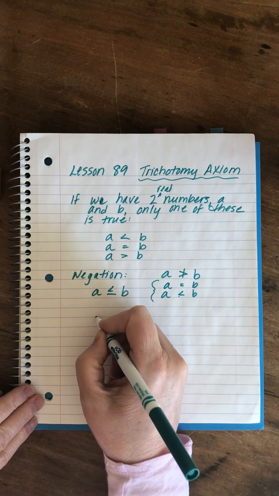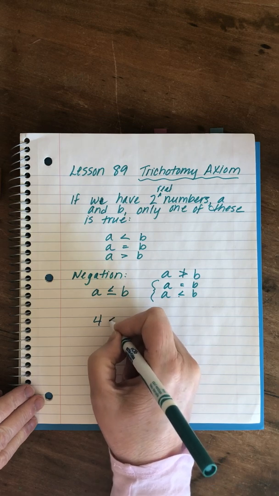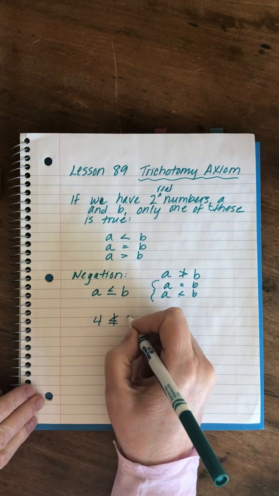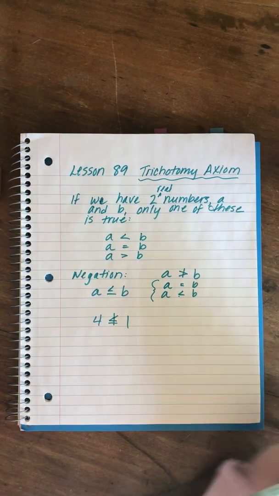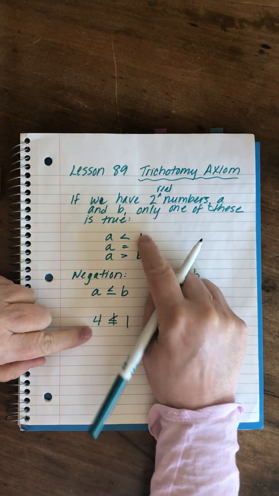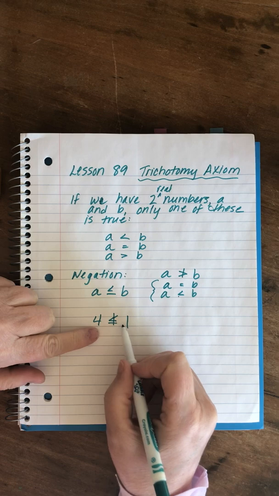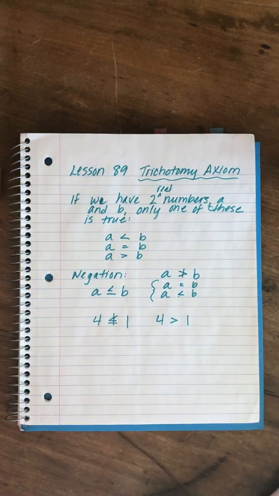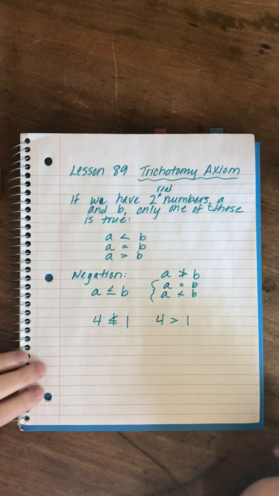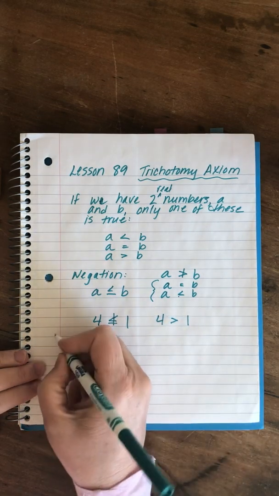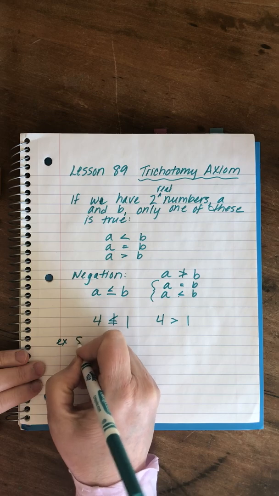Let's put numbers in. 4 is not less than or equal to 1. Okay, we know that's true by the values, but we also know from the trichotomy axiom that if it's not less than and it's not equal to, then we must be able to say 4 is greater than 1. Okay? Pretty straightforward. So in these problems, we're just going to be graphing some simple expressions, but we're going to have some symbols of negation that we'll have to fix before we draw any pictures.